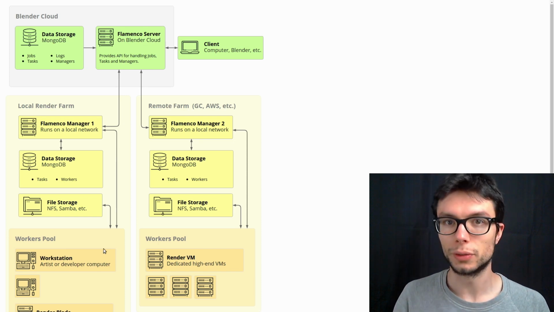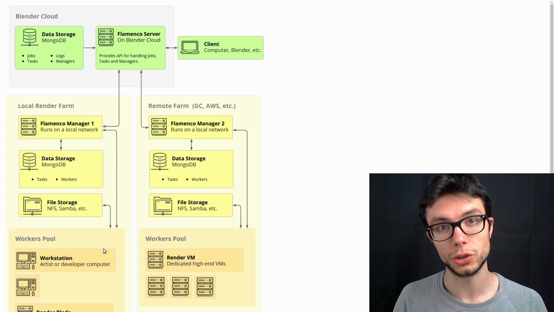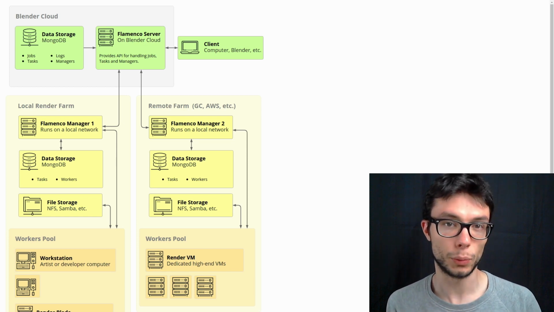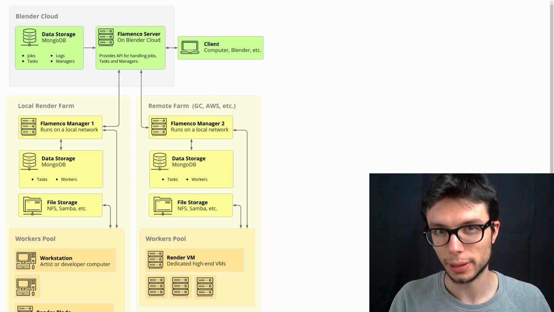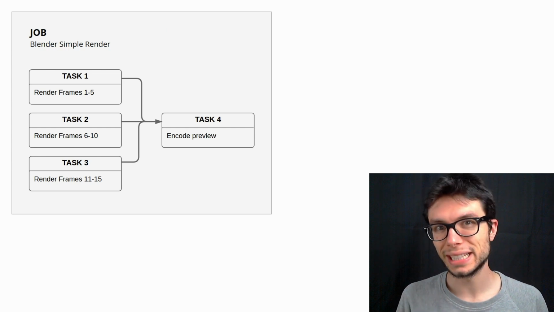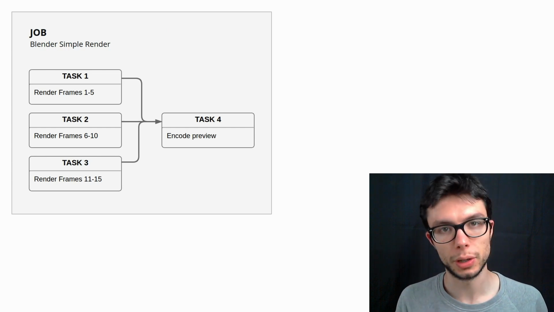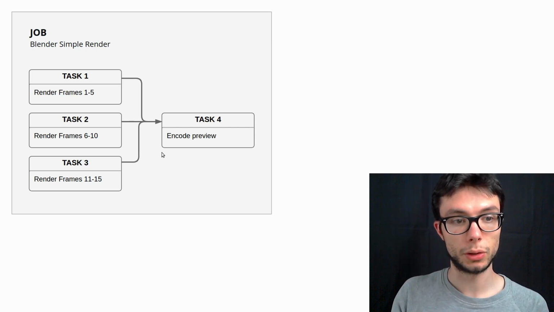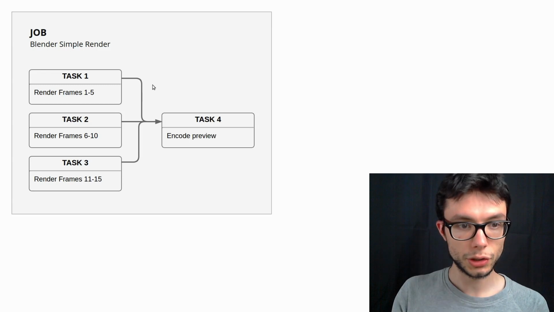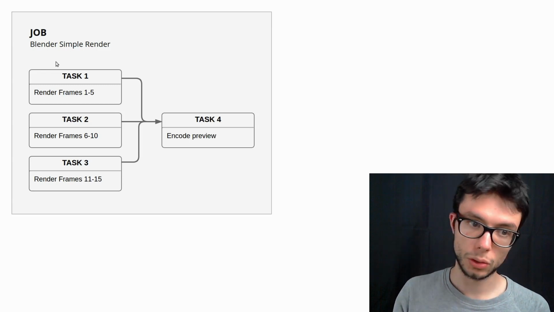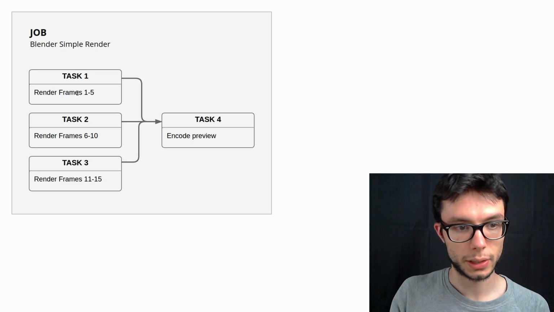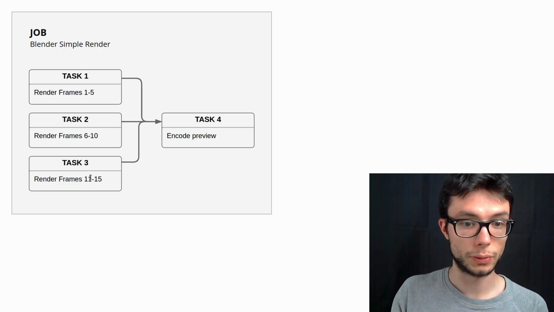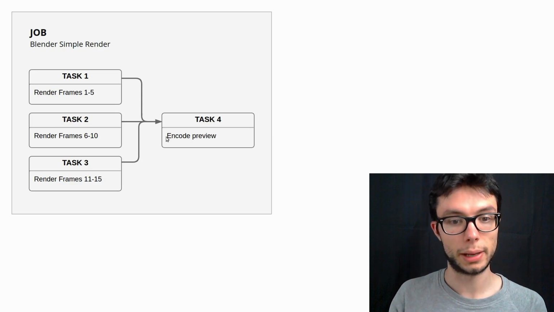We talked about client, server, manager, worker, but we also mentioned a few other concepts like jobs, tasks, and commands. This is the data we work with in Flamenco. So let's have a look at that. A job is the highest level description of an operation inside of Flamenco. Here we have an example job called Blender Simple Render. This job is made of 4 tasks, and each task is a collection of one or more commands. So in this case, it's render frames 1 to 5, render frames 6 to 10, 11 to 15, and in this case, it's a different command, encode a preview.